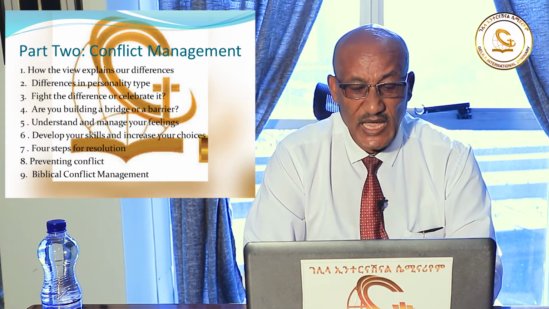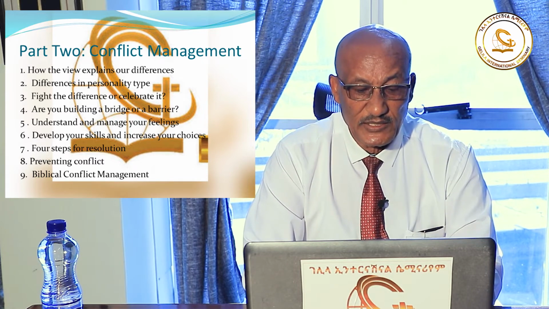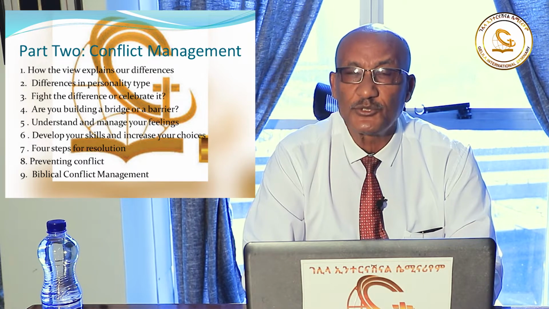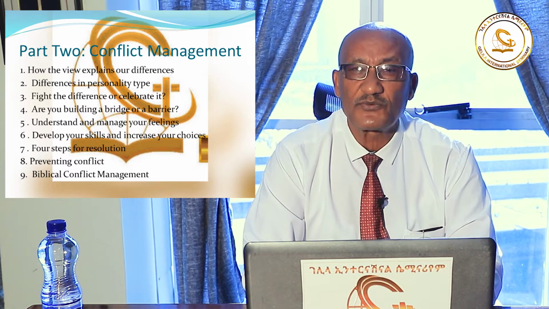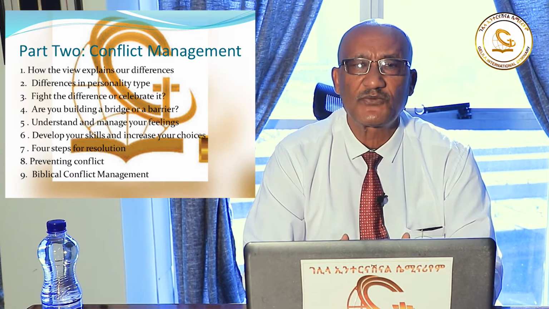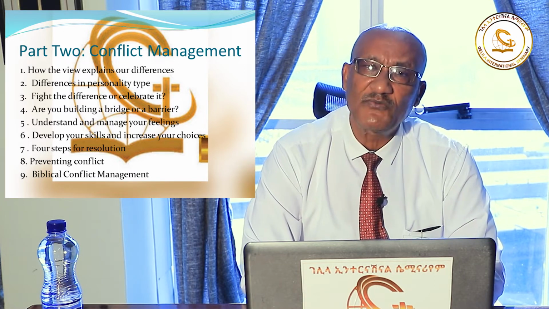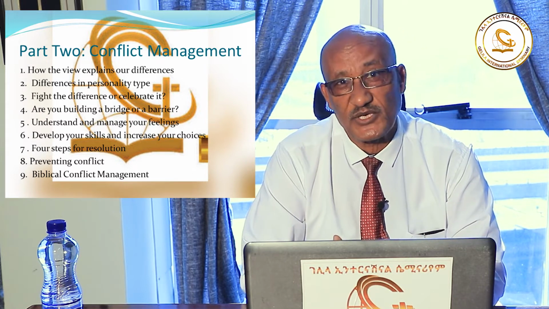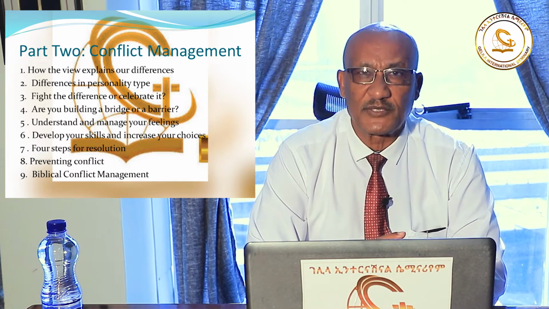The fifth point is understand and manage your feelings. The sixth point is develop your skills and increase your choices. Seventh point is 4 steps for resolution of conflict. The eighth point is preventing conflict. Of course, it may be difficult to prevent conflict, because it is normal. Ninth point is biblical conflict management.